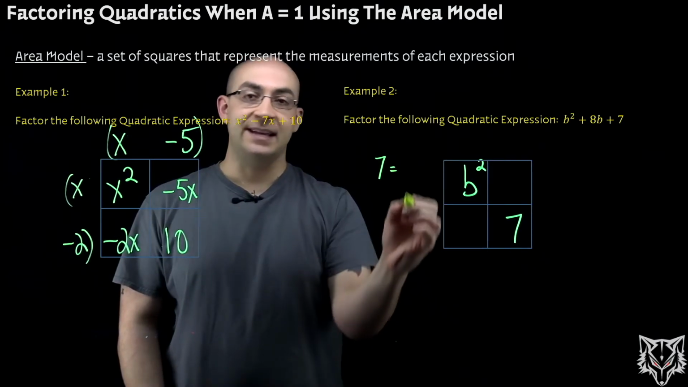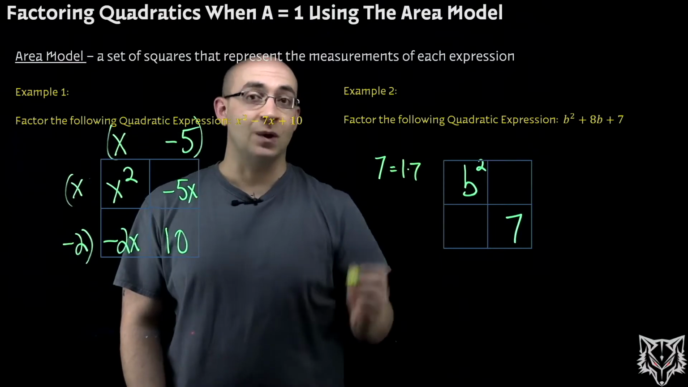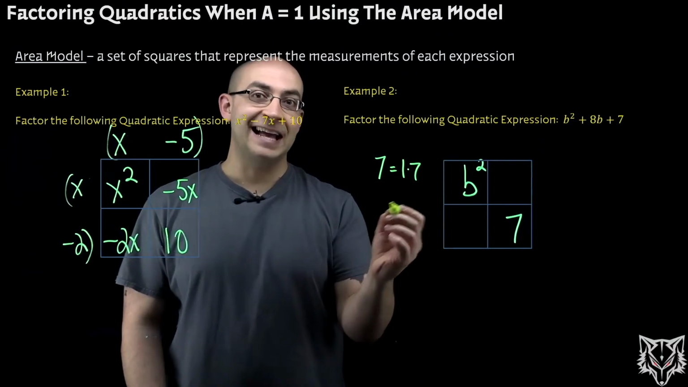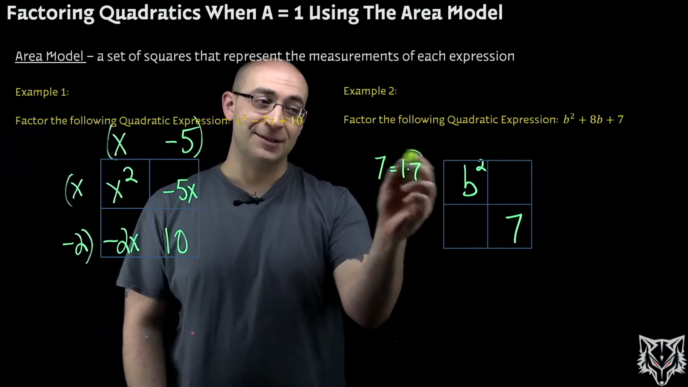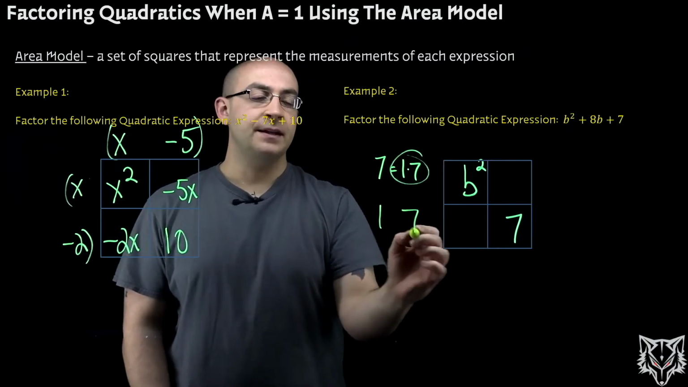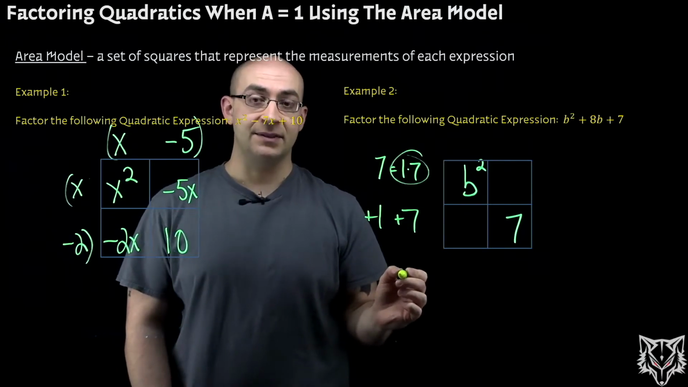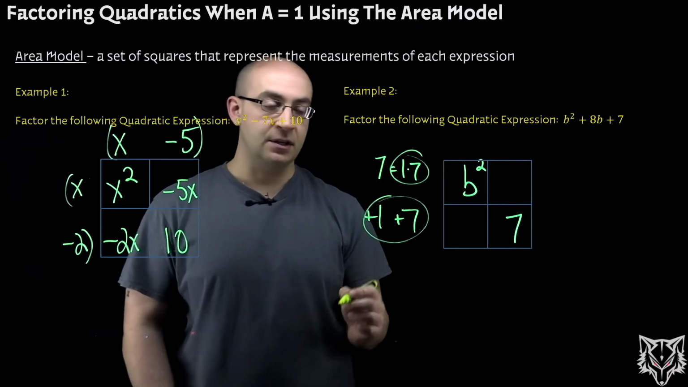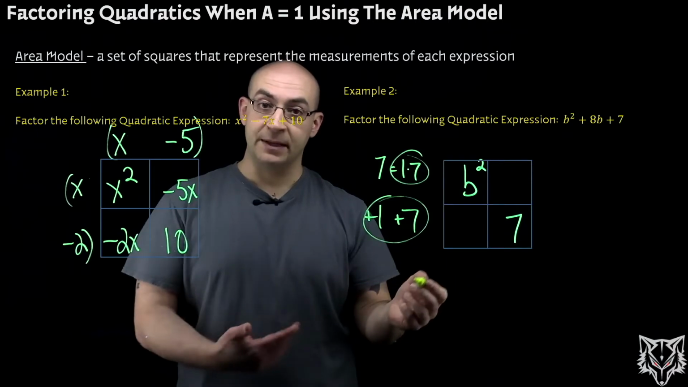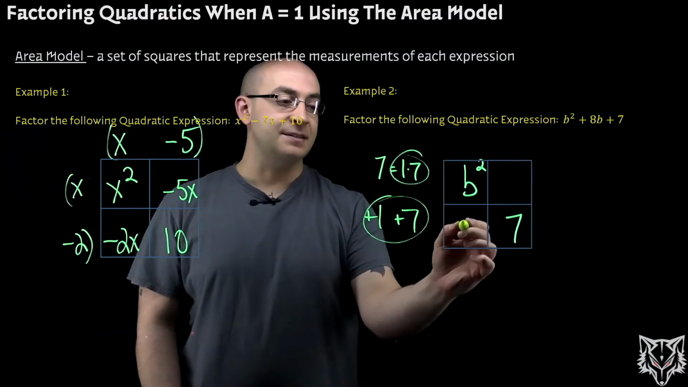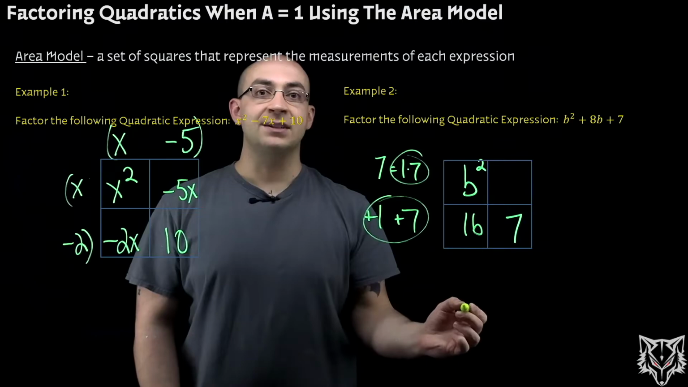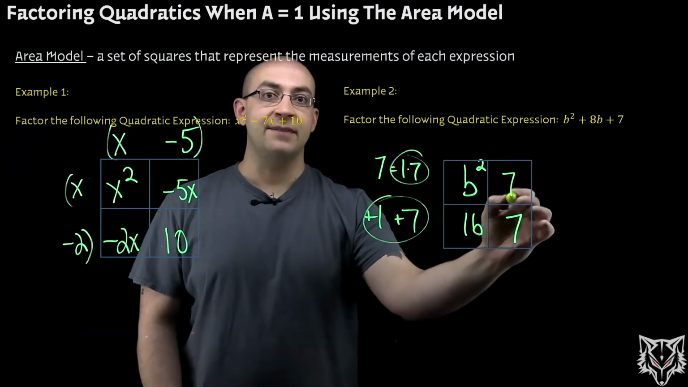Well, 7's easy, because the only way to get a 7 is 1 times 7. And the only way to get an 8 with addition of these numbers is 1 plus 7. So, because I need a positive 8, they are both going to have to be positive signs. So we found our combination of addition or subtraction. So let's plug them into the values that we know here. And again, it doesn't matter. We're just going to put a 1b into this one, and we're going to go ahead and put a 7b.